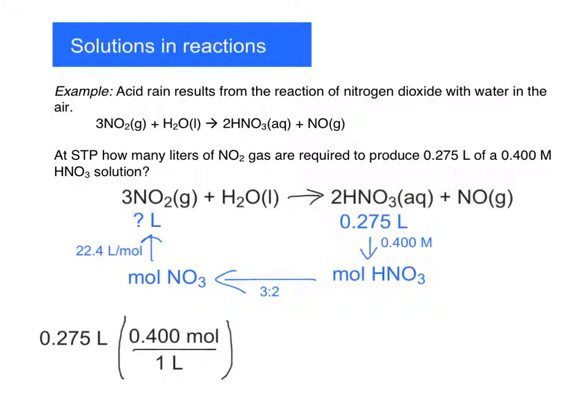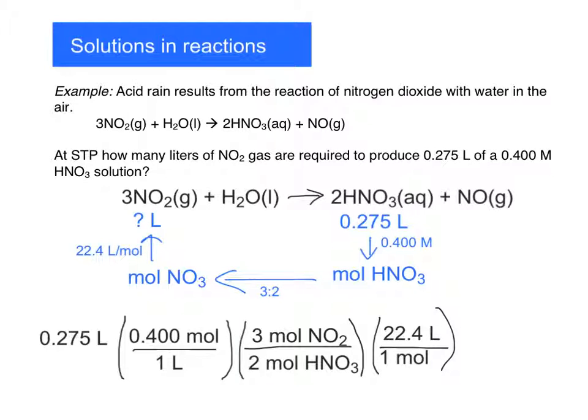Okay, and then we want moles of nitric acid on the bottom, so we'll use 2 because that's the coefficient in our equation, and then on the top we'll have 3 moles of NO2 because that's what we're trying to get to. And then, as I just said, 1 mole of NO2 at STP is 22.4 liters of NO2. So we multiply all of those things out, and we get 3.70 liters of NO2.